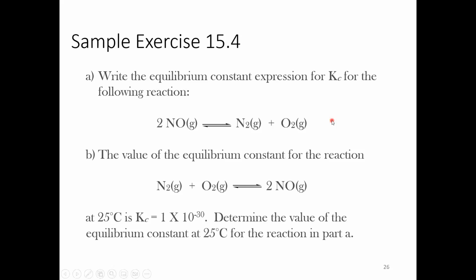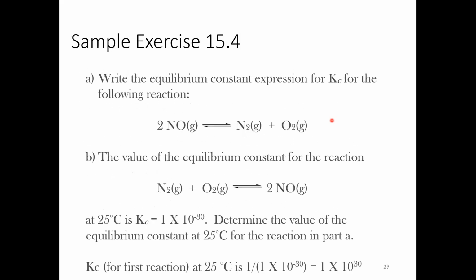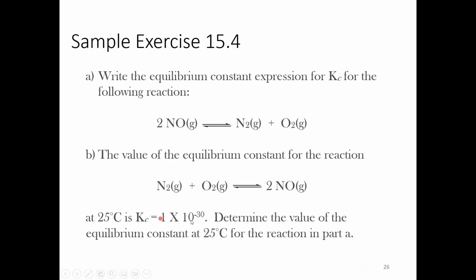So if we look at this one, we're just looking at the inverse essentially, because we're going to be flipping this one. We're told that the Kc for this bottom reaction, I guess I'm already showing you the answer, is 1 times 10 to the negative 30 when we're taking nitrogen and oxygen, converting them to NO. And this is for 25 degrees C.